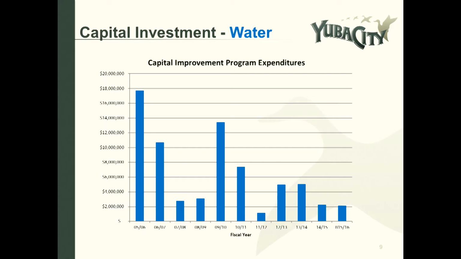And then the third element related to operating costs is your capital investment. This slide shows spikes going back to 2005, 2006, related to large-scale projects within the water system. Some of those major projects include the raw water intake and fish screen, and then also low-lift pump station security improvements and the water treatment plant expansion to 36 MGD.